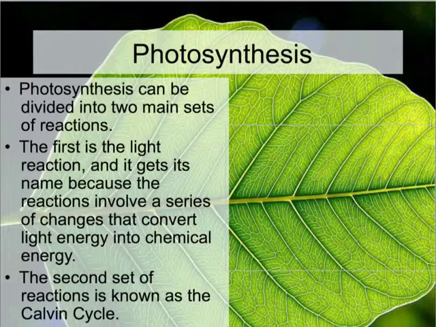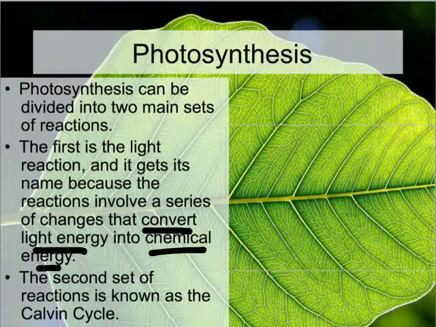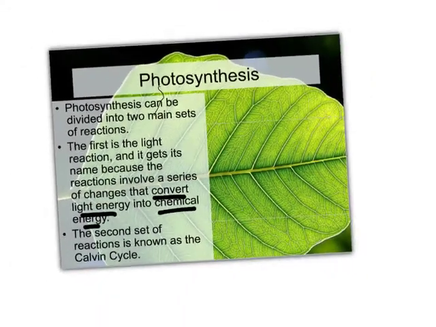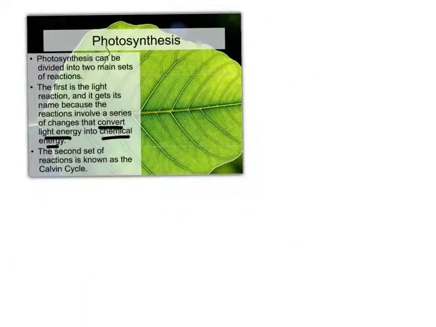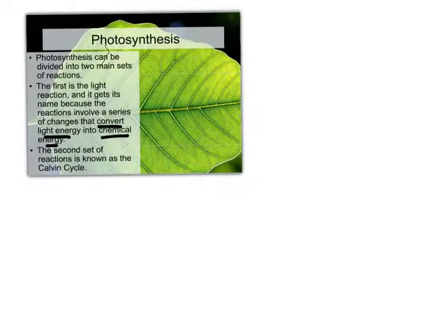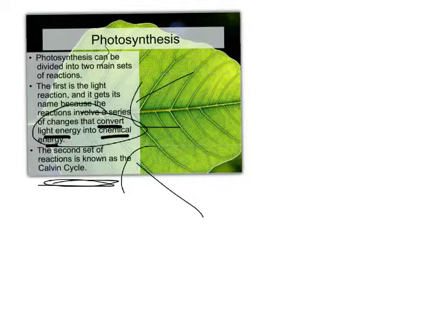There are two main sets of reactions. The first one is the light reaction, and it requires light, and its job here is only to convert light energy into chemical energy. Okay, that's going to be used in the next stage. So it's the first stage of the process, and once again, we take the end products of this and they are used in the Calvin cycle. So we take the end products here and we use them here. This has to happen first, this has to happen second.